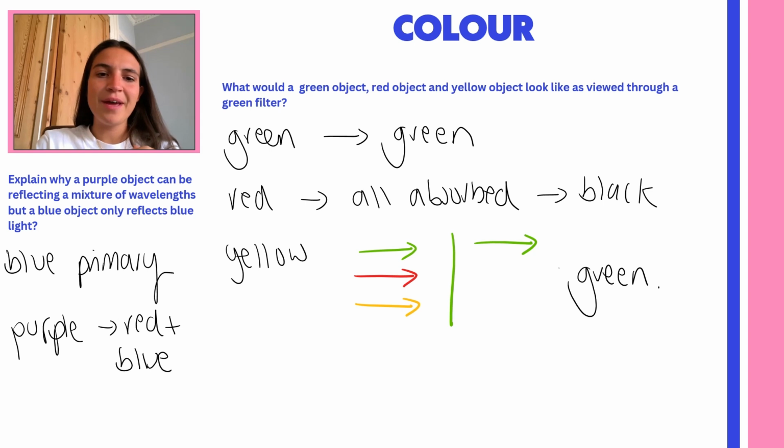And as it reflects all of these three different colours and then goes through my green filter, only the green light will make it through that green filter. All the yellow and red will be absorbed. So your yellow object will still appear green through the green filter. Now don't worry, I know I've said here yellow is made of green and red and purple's mixed of red and blue, but you don't need to know what mixtures of primary colours would create what colour. You only need to know that the three primary colours are blue, green and red.